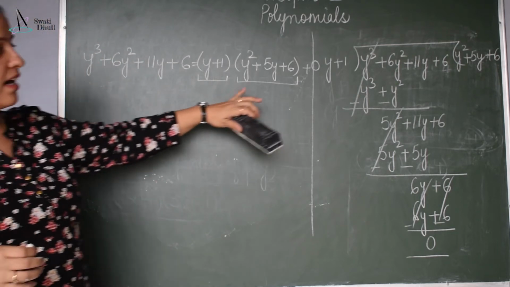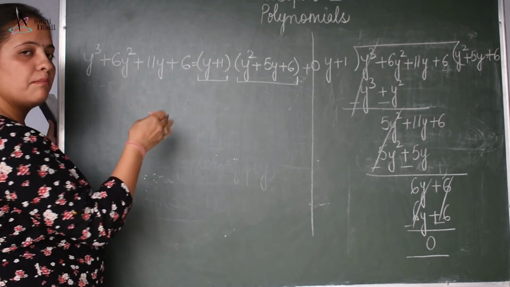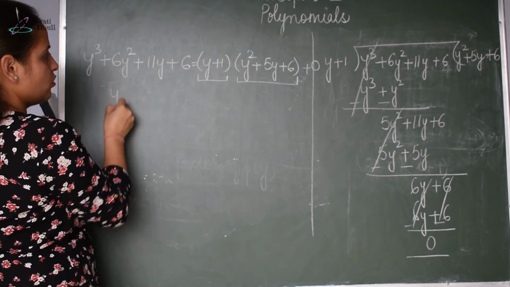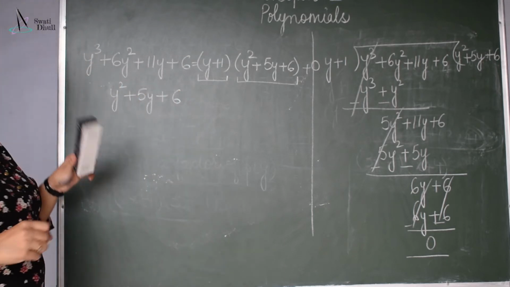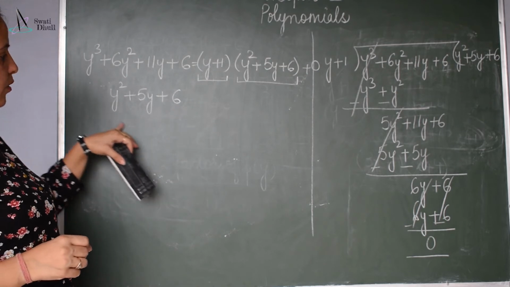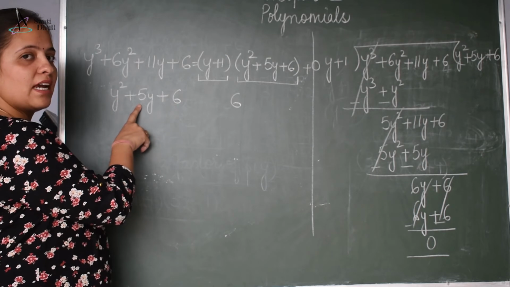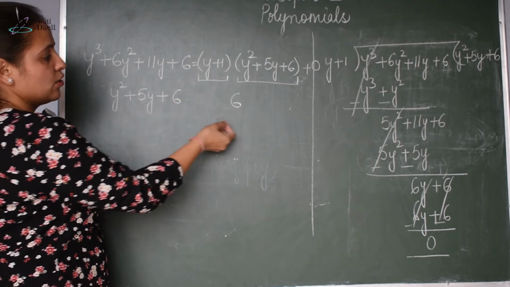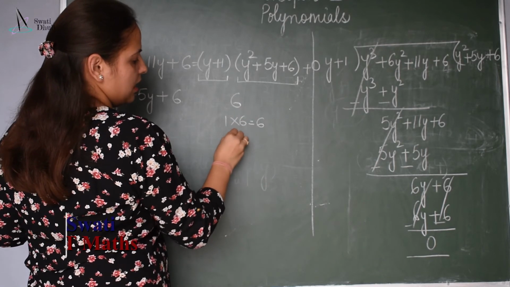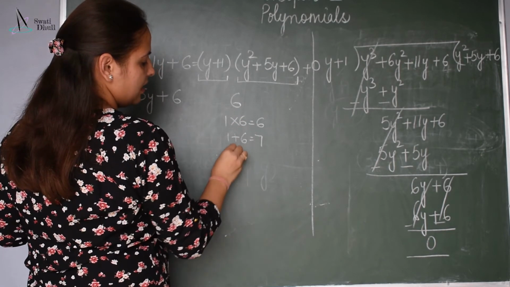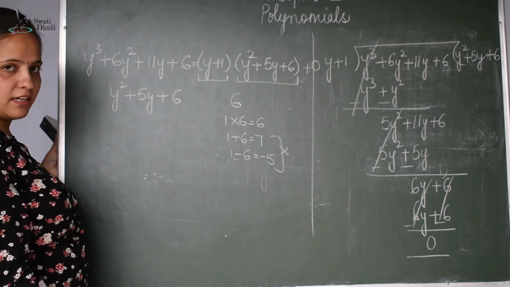We can factorize this quadratic polynomial also. How can we factorize it? By splitting the middle term. So let's find out the factors for it. Now what I will do? We will multiply 6 with 1. I will get 6. Now we need to make factors such that I will get 5y. So 1 into 6 is 6. If I add them, I'll get 7. If I subtract them, I will get minus 5. So they will not be factors.